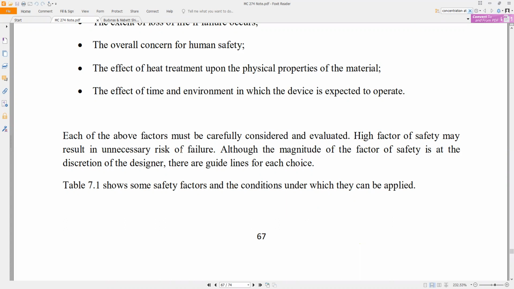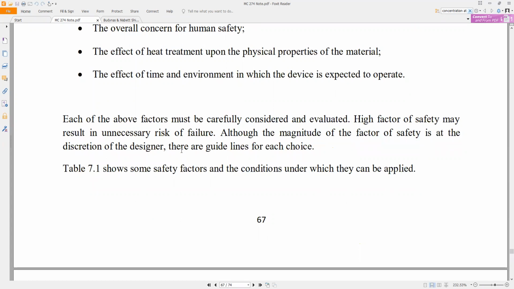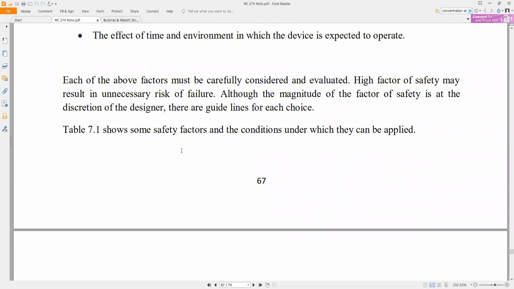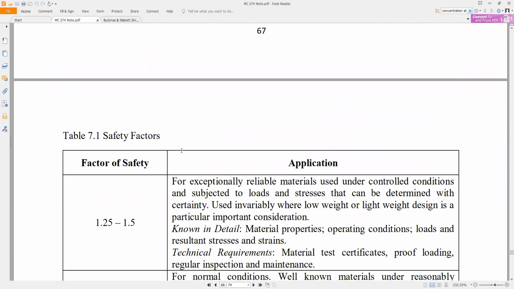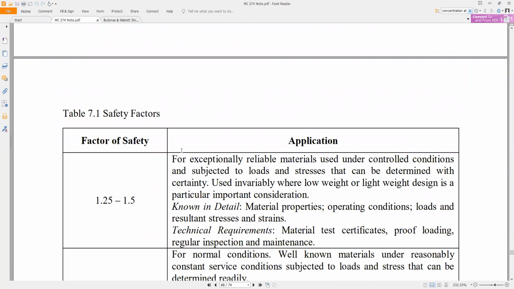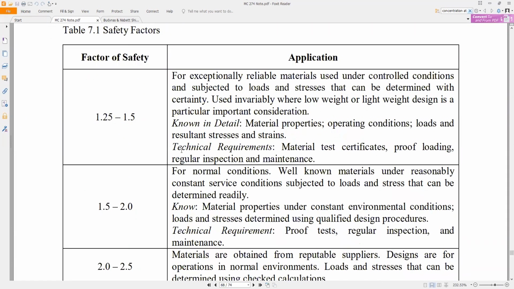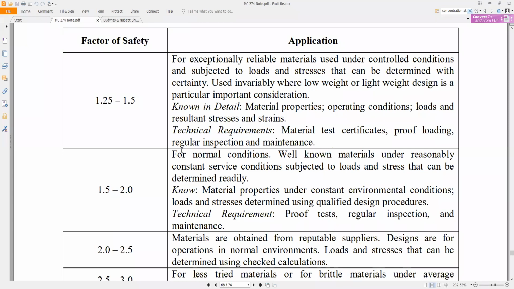Although the magnitude of the factor of safety is at the discretion of the designer, there are guidelines for each choice, okay? So we're going to look at a table where we have the guidelines depending on the condition or the application. We have a range that you could have your factor of safety in. But one thing that I can also say is that when you use factor of safety for your design, in effect, you are over designing the member, in the sense that you design the member so that it can withstand stresses higher than what is designed for. And that is where the factor of safety will assist in that regard.